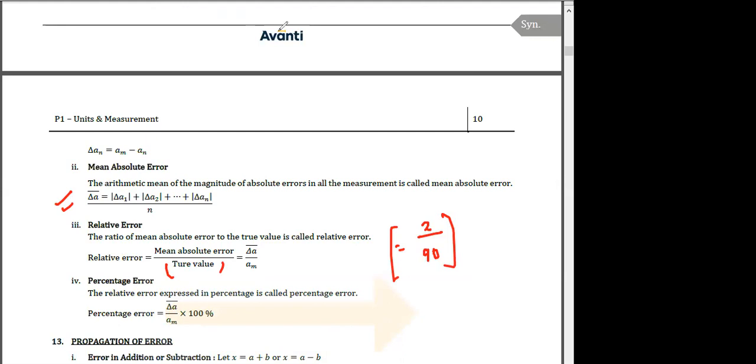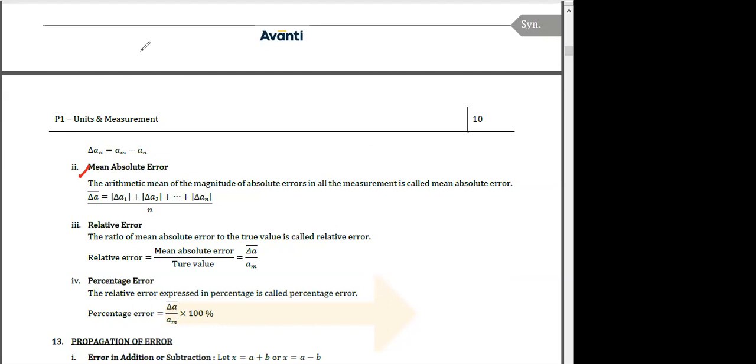Now can I say that error is nothing but the change? Tell me, yes or no? Change in the values, difference between the values. That's why this delta is represented as error. When you write this delta, it represents error because it is the change in the value. Then we know what is the meaning of mean. I hope all of you know what is the meaning of mean.